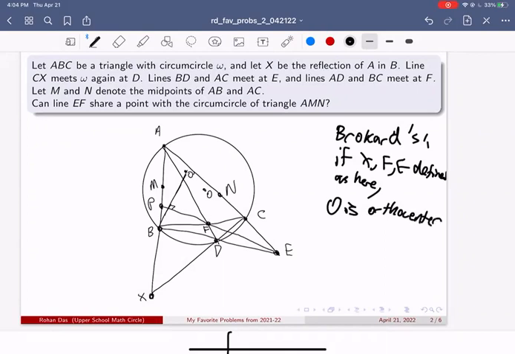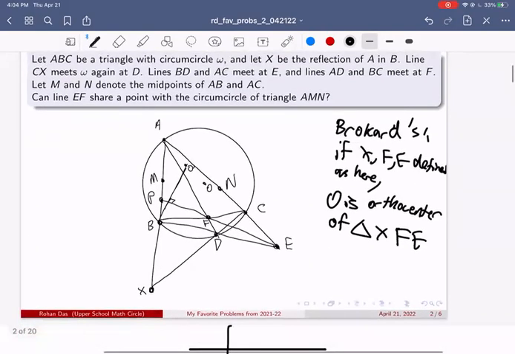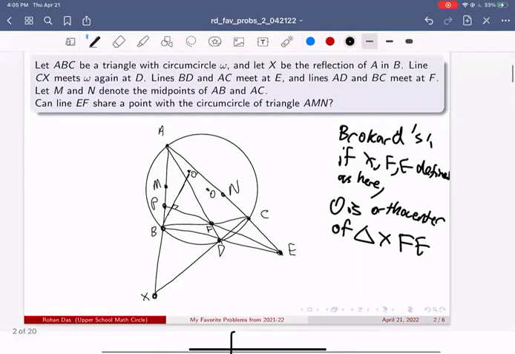Where O is the circumcenter of ABCD. We have that this is true. Anyway, I'm going to try to avoid that here, and instead, what we want to see is whether this line EF can ever intersect the circumcircle of A, M, and N, where M and N are the midpoints of AB and AC. And first of all, from our diagram, it appears like the answer is no, so let's work towards that.